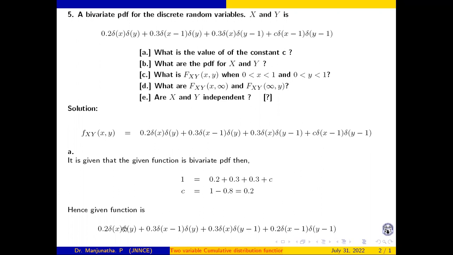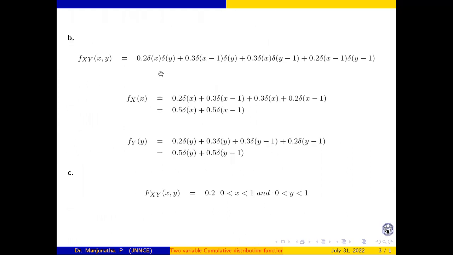0.2 delta of x minus 1, delta of y minus 1. This is the given PDF. In this way, we determine the c. We know that the summation of the PDF is equal to 1, and based on that concept, we determine the constant c. Next, what are the PDFs of x and y? Next, we'll go for that.